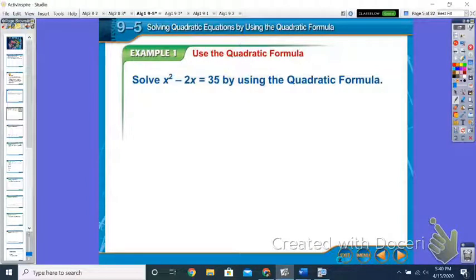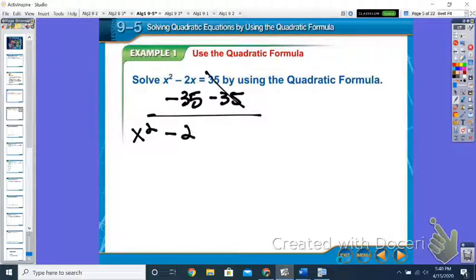All right. So the first thing we need to do is make it look like the equation we saw on the last slide, which means we need to move everything over to the left side. So in order for me to do that, I'm going to have to subtract 35. That's going to be my first step, because that's how I'm going to move 35 to the left side. And then that's going to say x squared minus 2x minus 35 equals 0. We've got everything over there now.